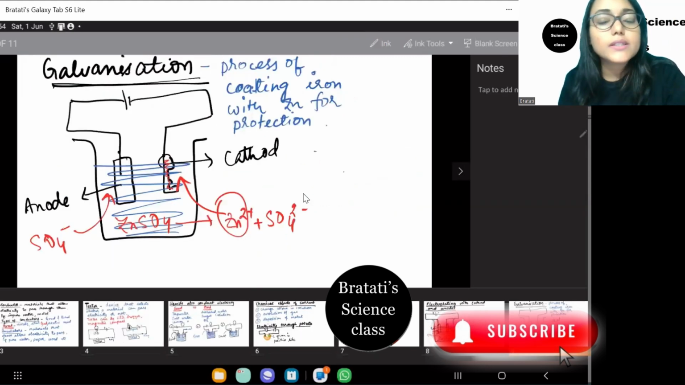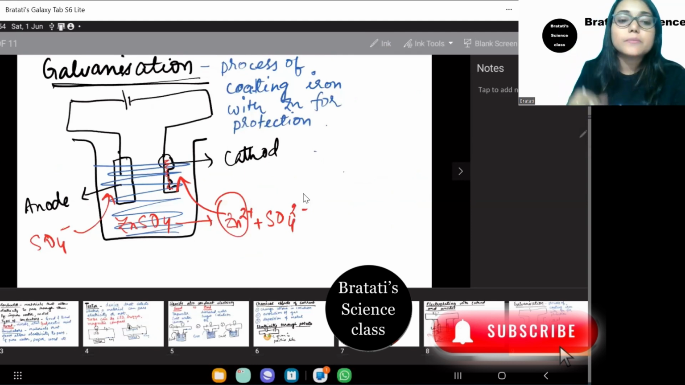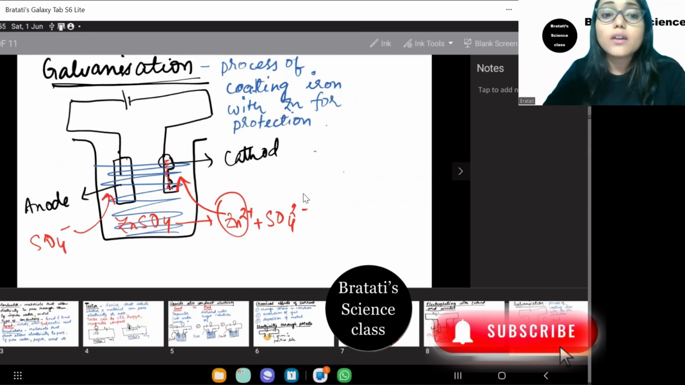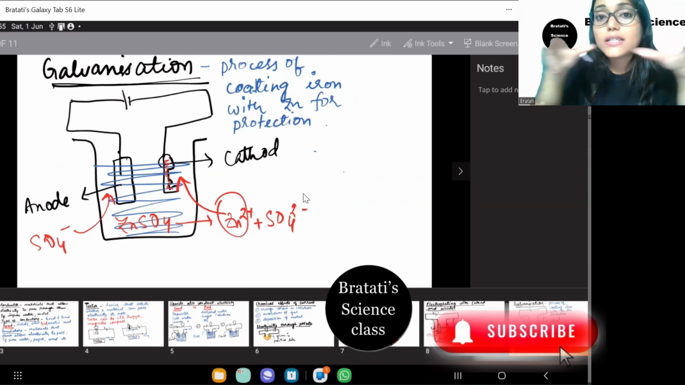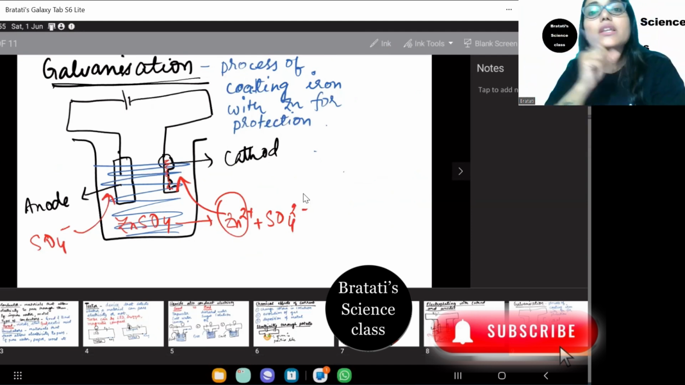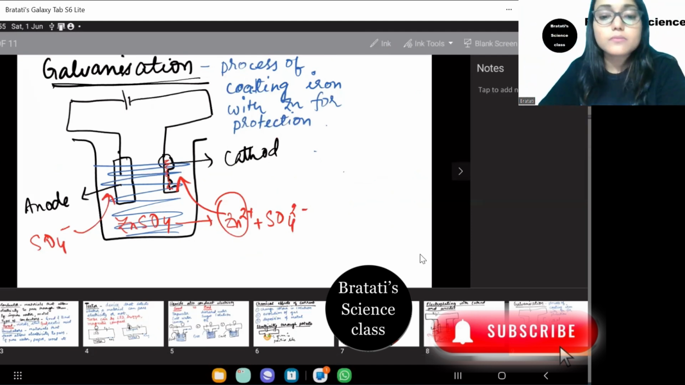The same setup we can do with zinc sulfate solution. Here we want to coat any other metal with a zinc coating. Generally zinc is coated onto iron and steel to prevent corrosion, or what we call rusting. Do you have any idea what rusting is?